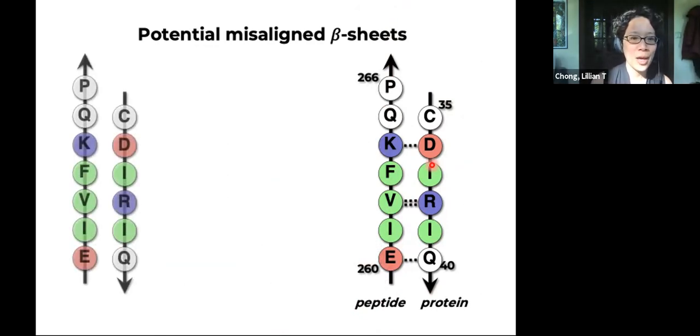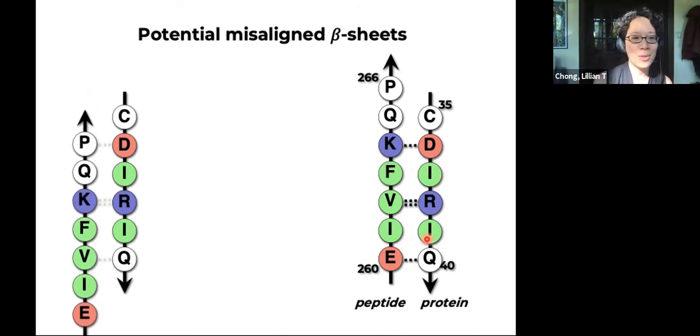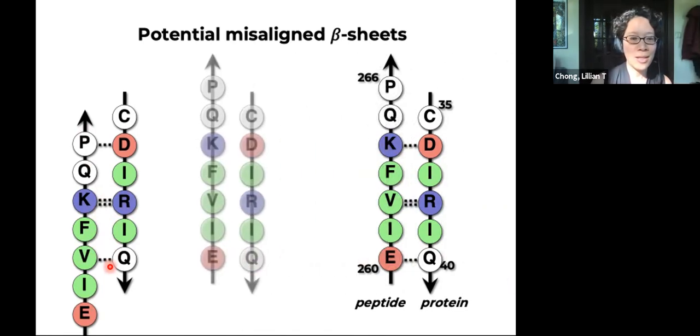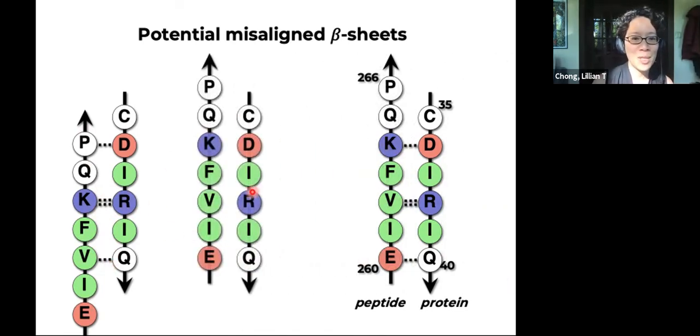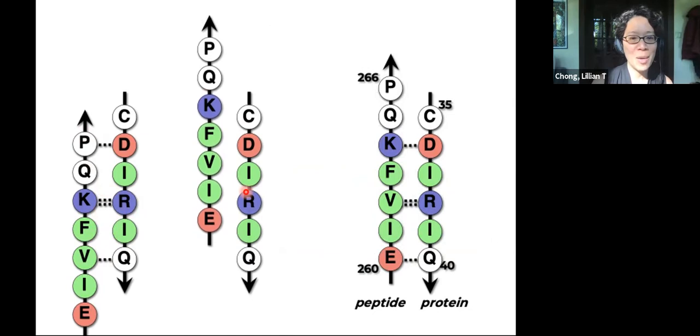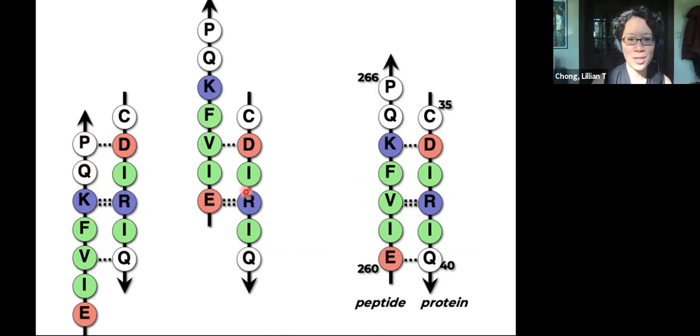The two strands could be misaligned by only shifting up or down by two residues, as dictated by the alignment of these green residues. So this is where it would be shifted two residues down, and this misalignment would be where they are shifted upwards by two residues. You see that there's still this alignment of at least one pair of green residues here.